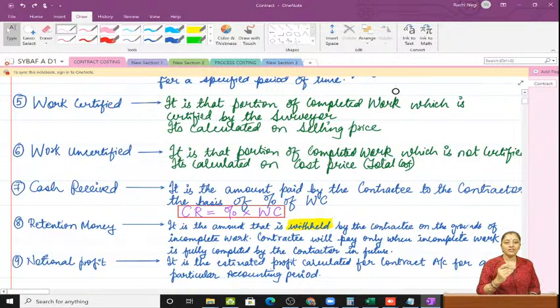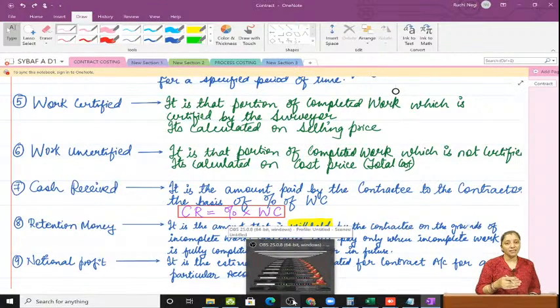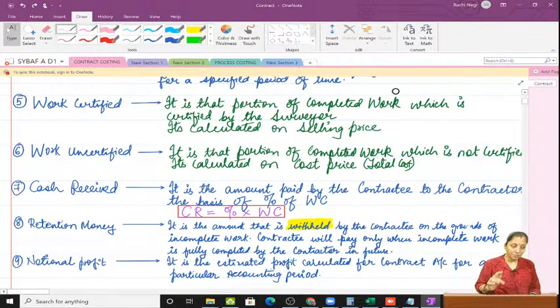So if you divide over 5 years, every year how much percent will you complete? 20%. Second year next 20%, third year next 20%, fourth year next 20%, fifth year next 20%. So like this it will be completed.